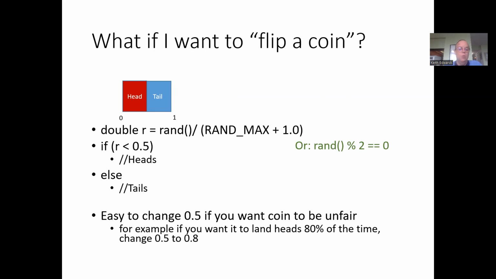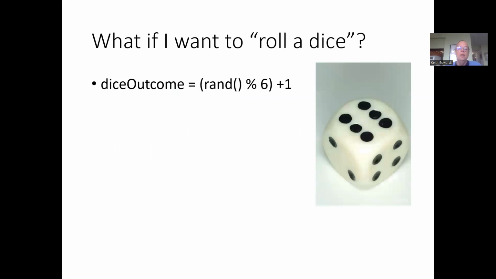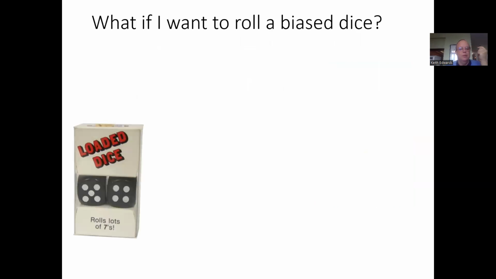Now, if we want the coin to be unfair, so that it might be a weighted coin, then you can have it land on heads 80% of the time. You would change 0.5 to 0.8. Roll of the dice, rand percent 6 plus 1. That will give you a number between 1 and 6.